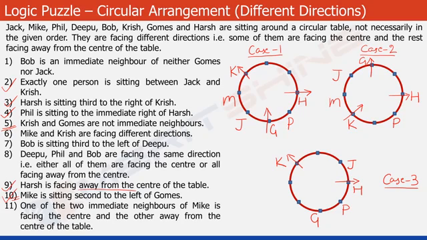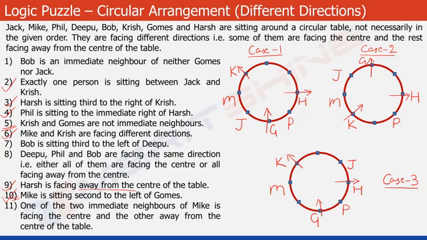So this is it. Now look at case 3. The position of Mike would be this one. And now Gomes would be facing towards the center of the table. Alright, so now we have got these three parallel structures with us. Look at statement 6 now. It says that Mike and Krish are facing different directions. So it means that if Mike is facing outside, Krish would be facing towards the center and vice versa.